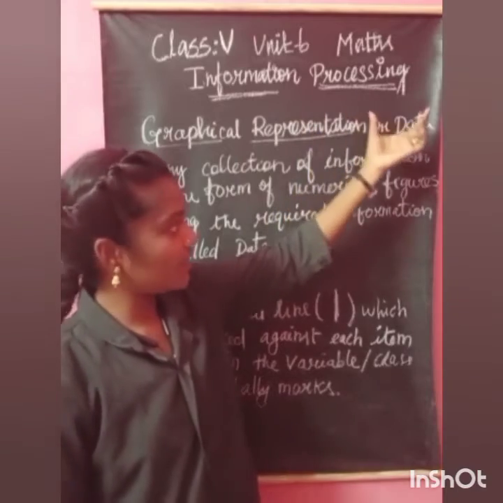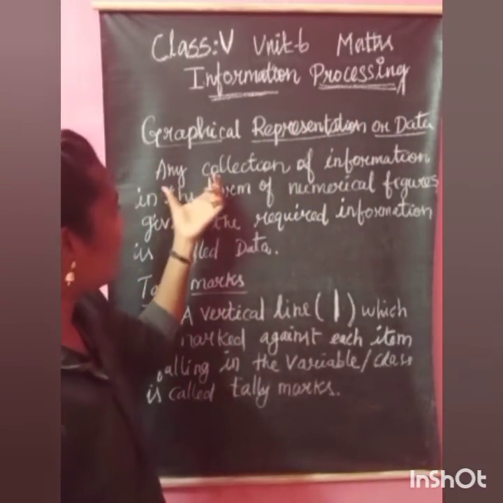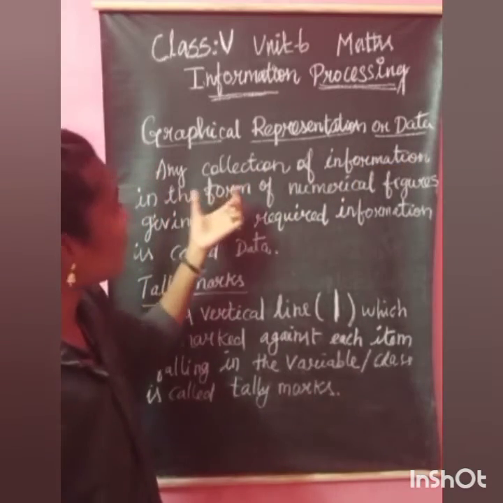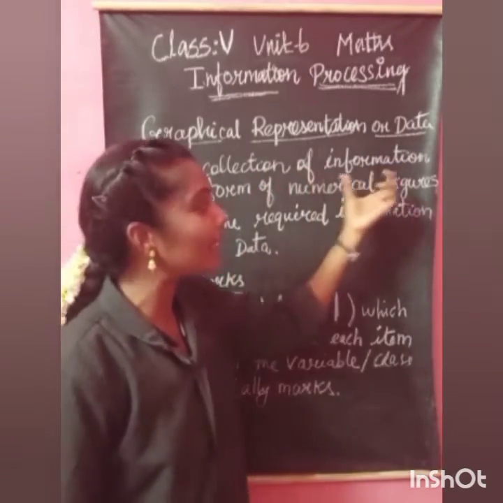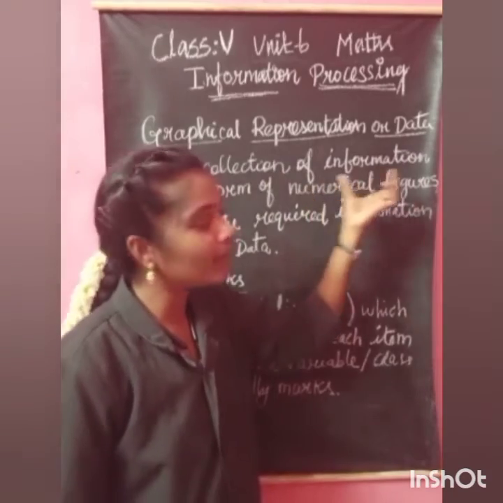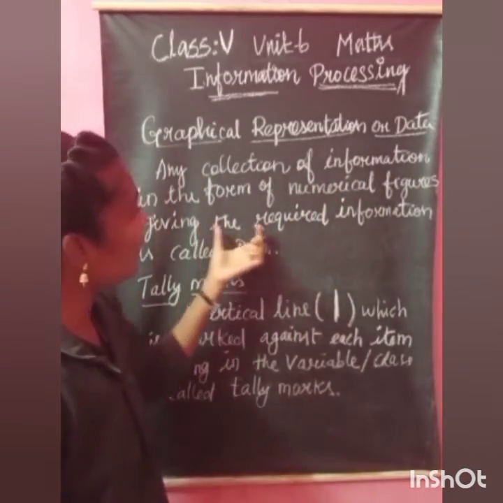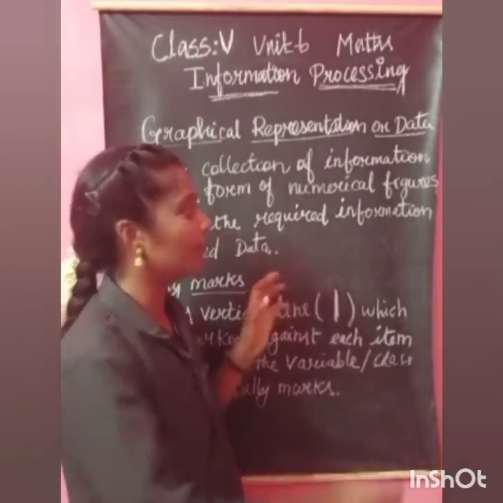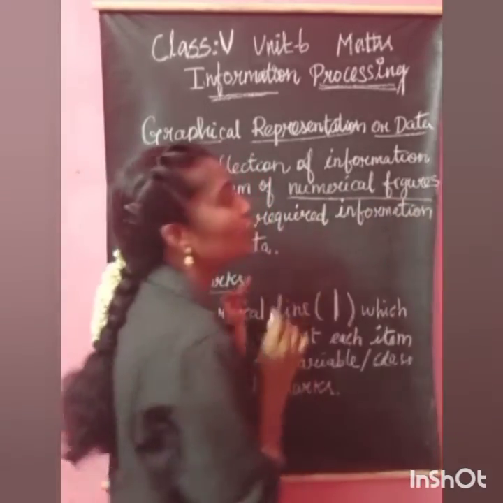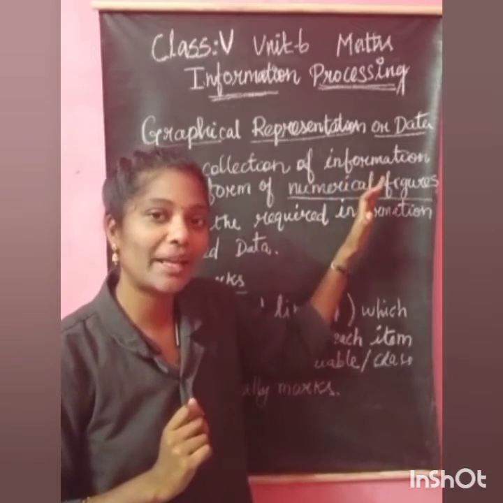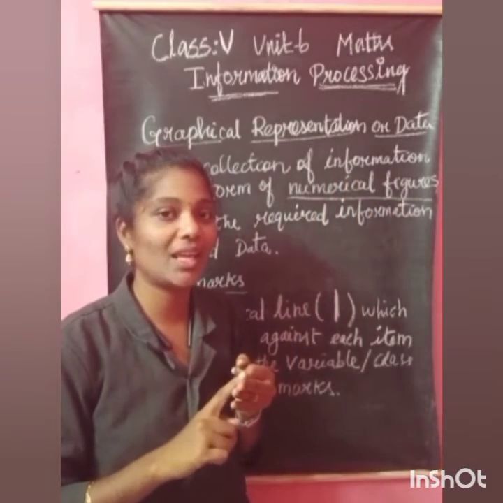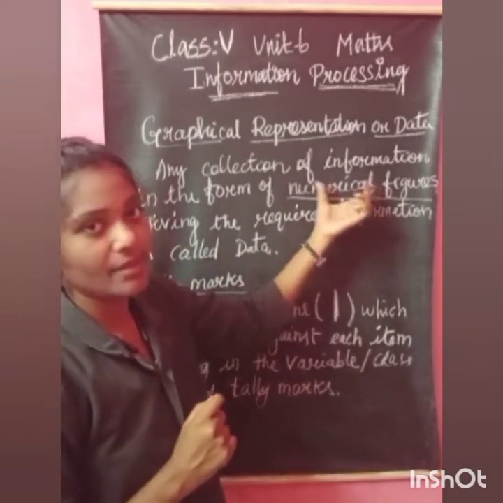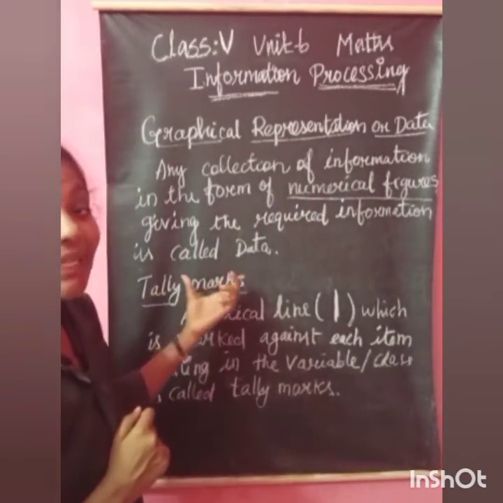Next, see the children. Graphical representation of data. Any collection of information in the form of numerical figures giving the required information is called data. Here we are using numerical figures. What is numerical? It is 1, 2, 3, etc. Okay. Next, numerical figure means we are using the tally marks.